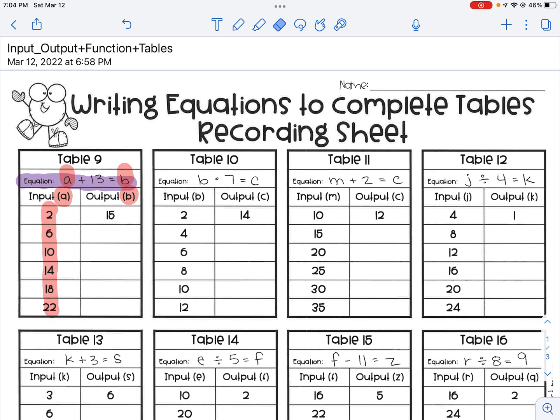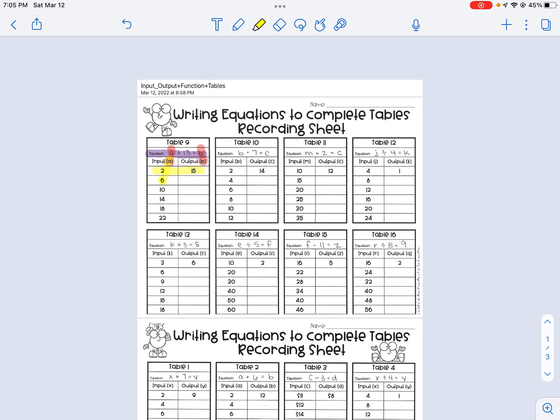Now I can do the first one. They already gave us the answer to the first one. The first one is 2 is the input and 15 is the output. So I'm going to fill out the rest of the table. I'm starting with this 6 right here. I'm going to plug in 6, which is A, into this equation. I'm going to start with my rule first, which is A plus 13 equals B.